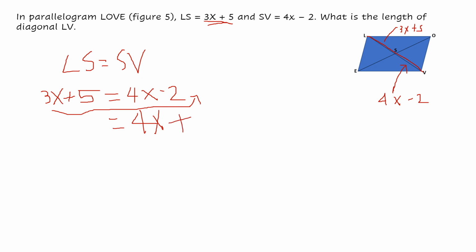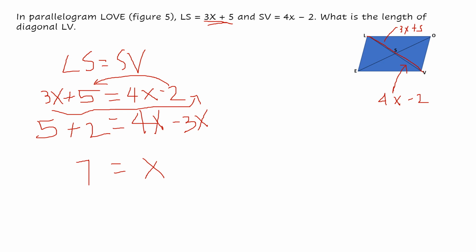So 4x minus 3x, while 5 is to be combined with a term similar to it, which is negative 2, and negative 2 becomes positive 2. So 7 equals 4x minus 3x, which is x.